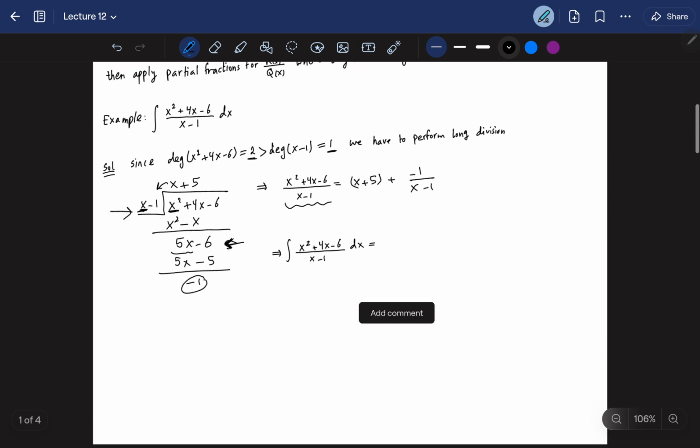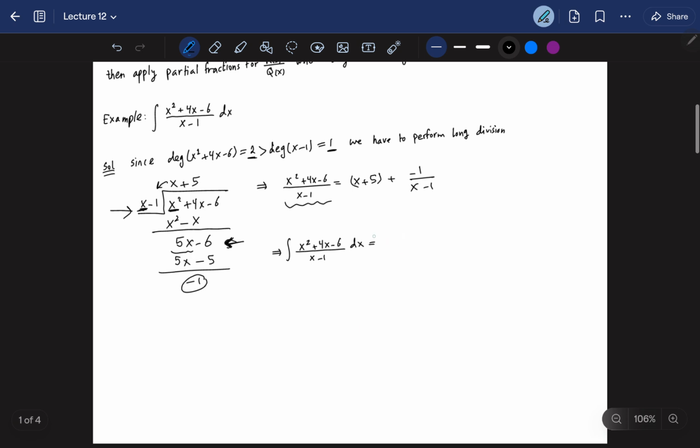Now after applying the long division, you can just put it back in. So now I have the integral of x plus 5 plus -1 over x minus 1 dx. And this I can integrate easily. And that's it. Here we haven't started talking about partial fractions yet. We're just applying long division, as a reminder of how to do it.